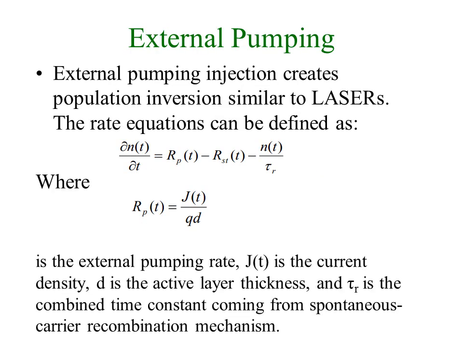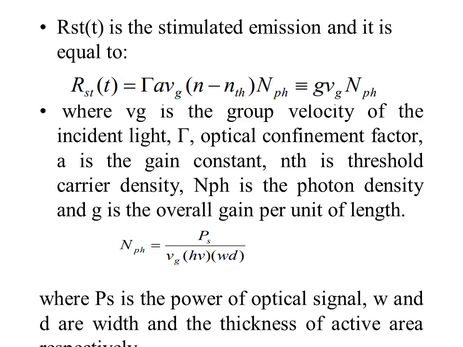The first one will also be there in the laser chapter. So dn(t)/dt, that is the population inversion, the number of electrons in the high energy state, is related to R_p(t), the external pumping rate, minus stimulated emission, minus spontaneous emission. So that tells the number of electrons in the high energy state.